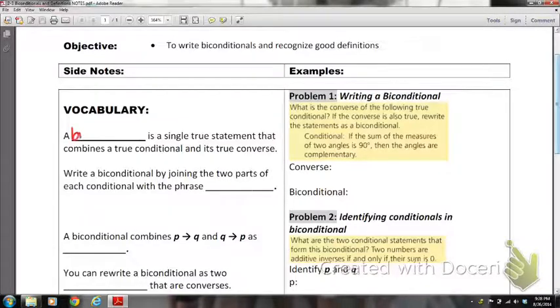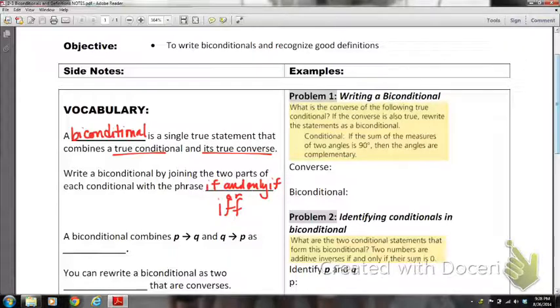A biconditional is a single true statement that combines a true conditional and its true converse. We're going to write a biconditional by joining the two parts of each conditional with the phrase "if and only if." And you can abbreviate that IFF for "if and only if."